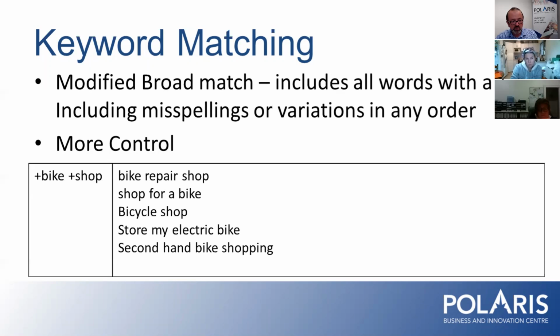Okay, so in this case, we've got plus bike and plus shop. So bike repair shop could trigger the display of our ad. Shop for a bike could trigger it. Bicycle shop could trigger it. Store my electric bike could trigger it.